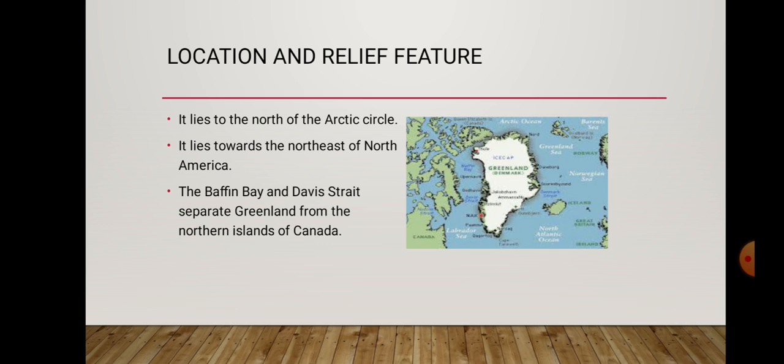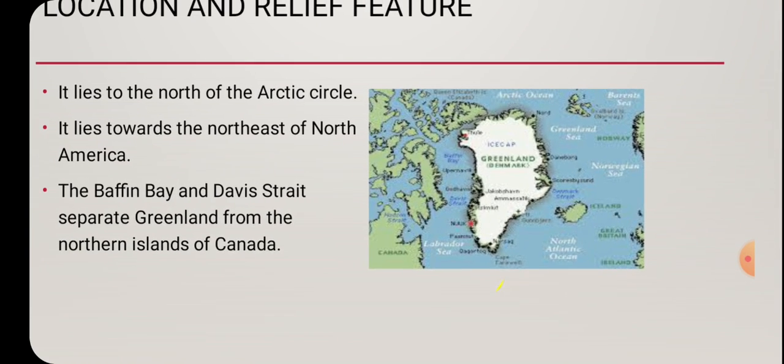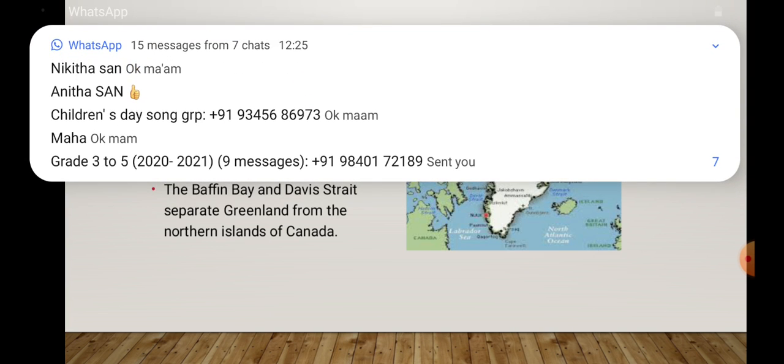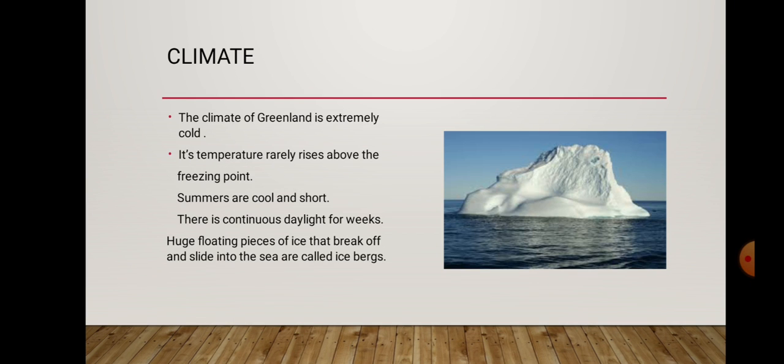And when you talk about the location and relief feature of Greenland, as I told you, it lies to the north of the Arctic Circle. And in this map itself, you can clearly see it lies towards the northeast of North America. And as I told you, the Baffin Bay and Davis Strait separate Greenland from the northern islands of Canada.